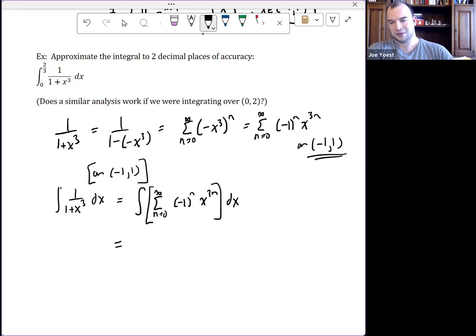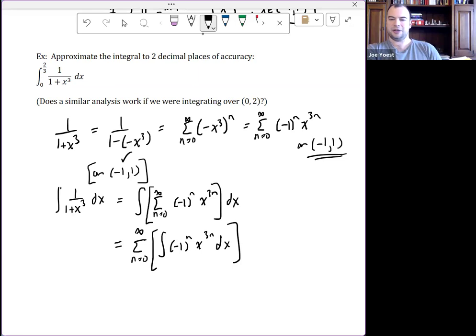And I can switch my order. That was what my theorem said, so long as I'm on the open interval of convergence, and I am. Then dx comes inside, and there we go. The negative 1 to the n just pops out in front. It's just a constant in terms of the integral. And then x to the 3n, remember the integral's variable is just x.